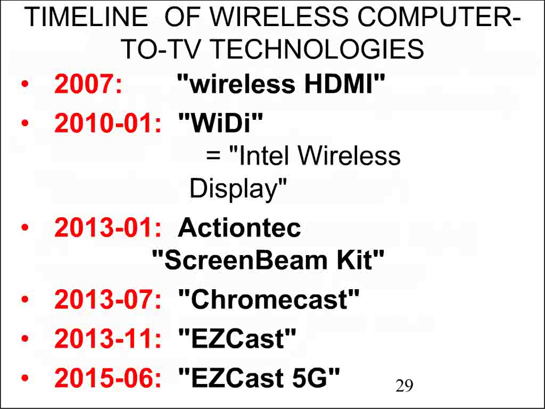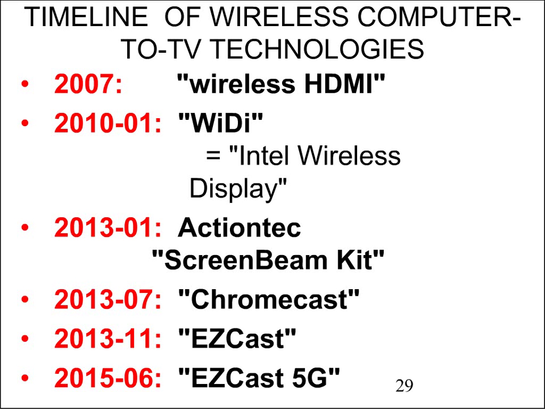Okay, so now we've got this technology overall. Let's look at some trends. I love timelines. I'm a frustrated history major. In 2007, wireless HDMI came out. In 2010, WiDi, Intel Wireless Display, came out.